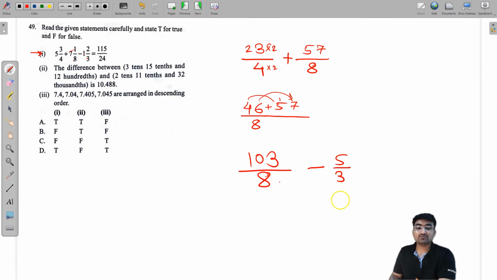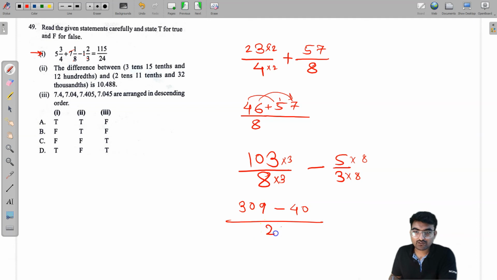Right? Now what is the LCM of 8 and 3? 24. Correct? So we have to multiply with 3 from here and with 8 from here. So it will be 309 minus 40 upon 24. Correct? So it is nowhere near 115. So the first one is false. Now we have options B and C left.